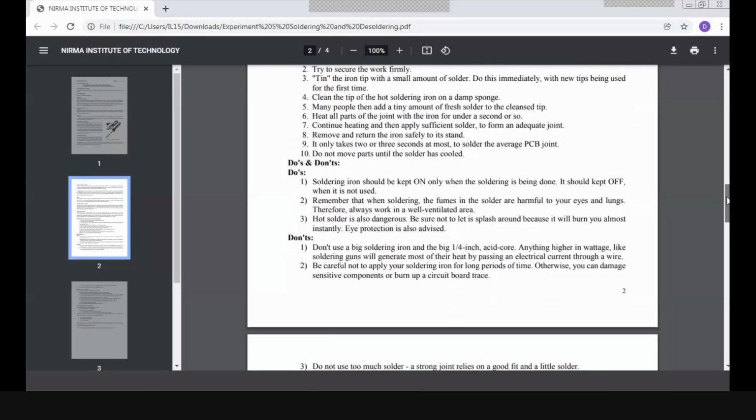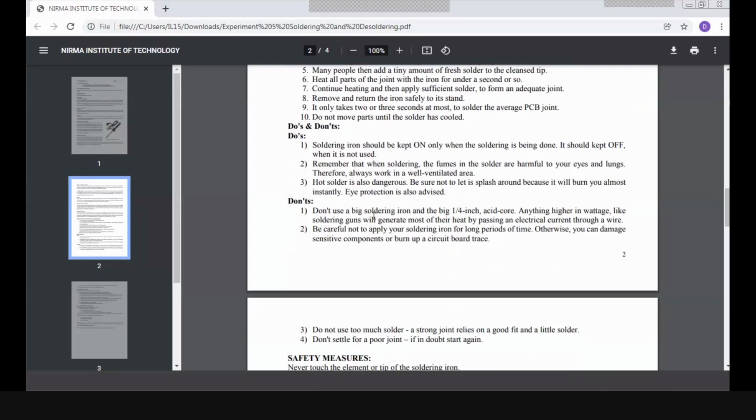Okay? Now there are some do's and don'ts. What precautions you need to take when you are doing the soldering. The soldering iron should be kept on only when the soldering is being done. It should be kept off when it is not used. Remember that when soldering, the fumes from the solder are harmful to your eyes and lungs. Therefore, always work in a well-ventilated area.